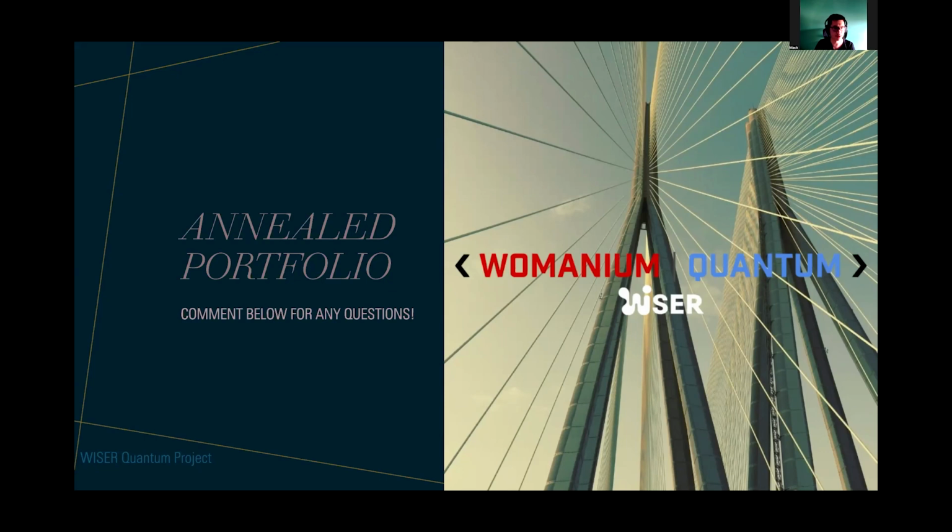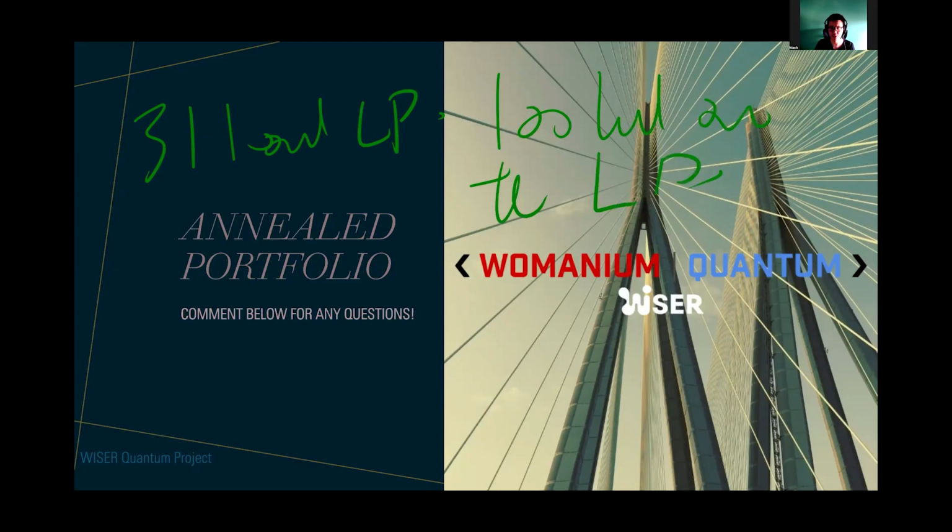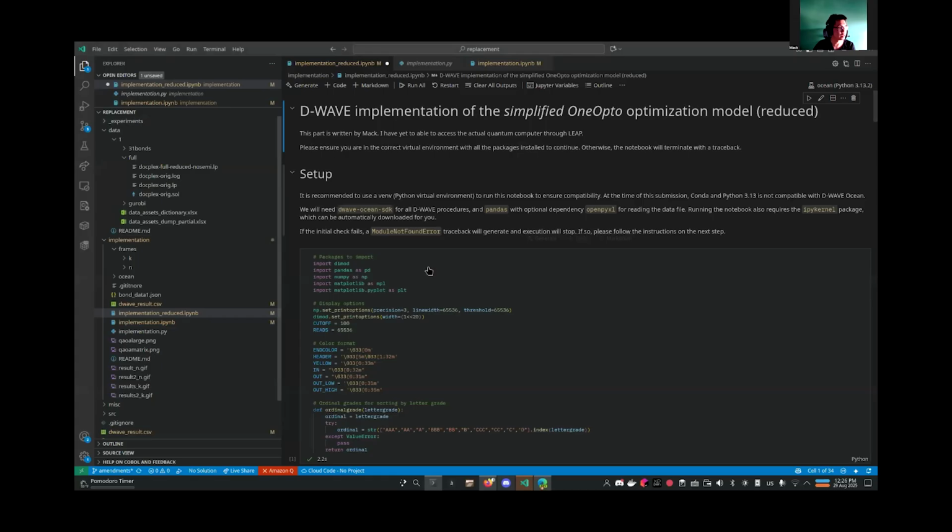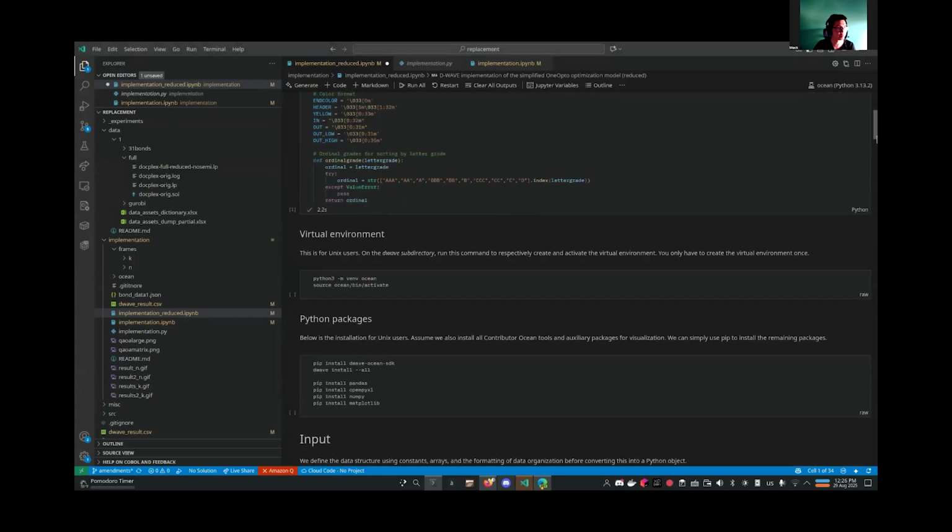Okay, so the amount basically is based on the original 31 bond LP. This is our bond that we have, and I looked over the LP to determine the guardrails there to translate this into the D-Wave solution. So this is a D-Wave bond over there.